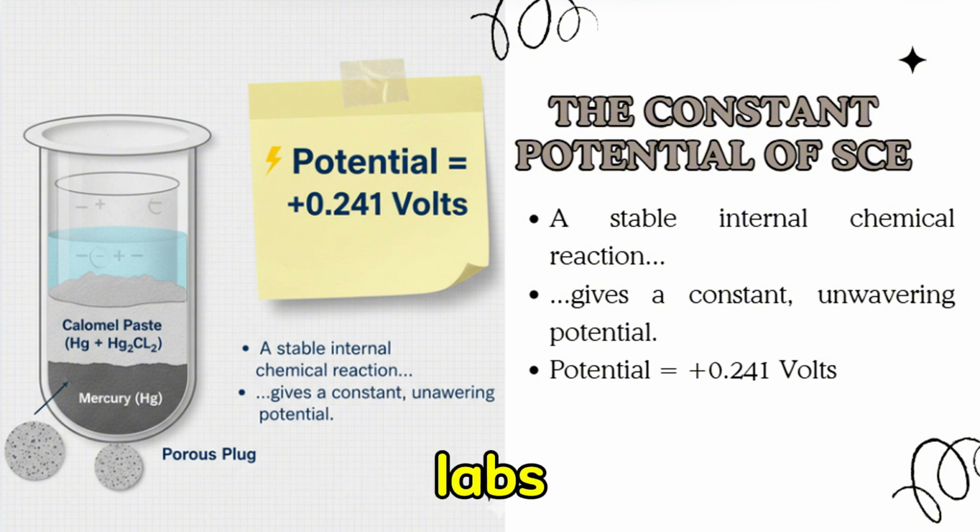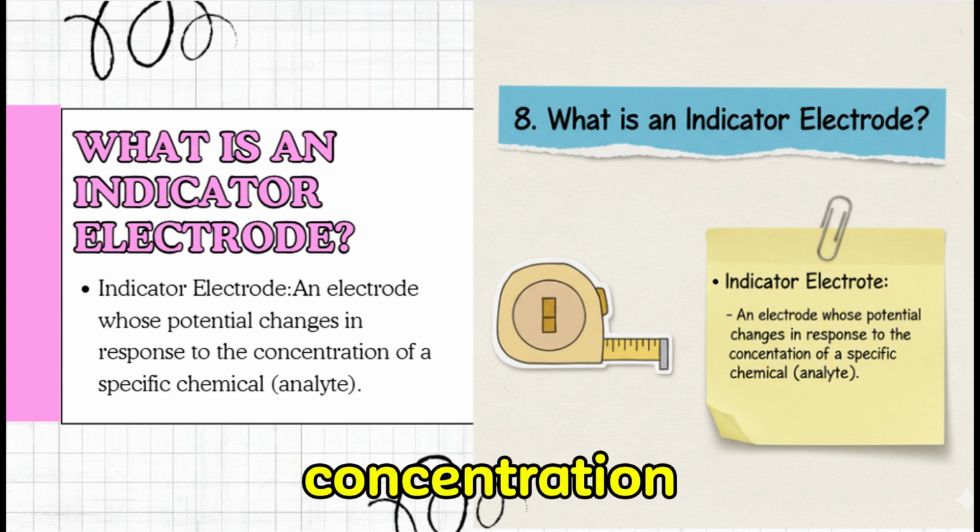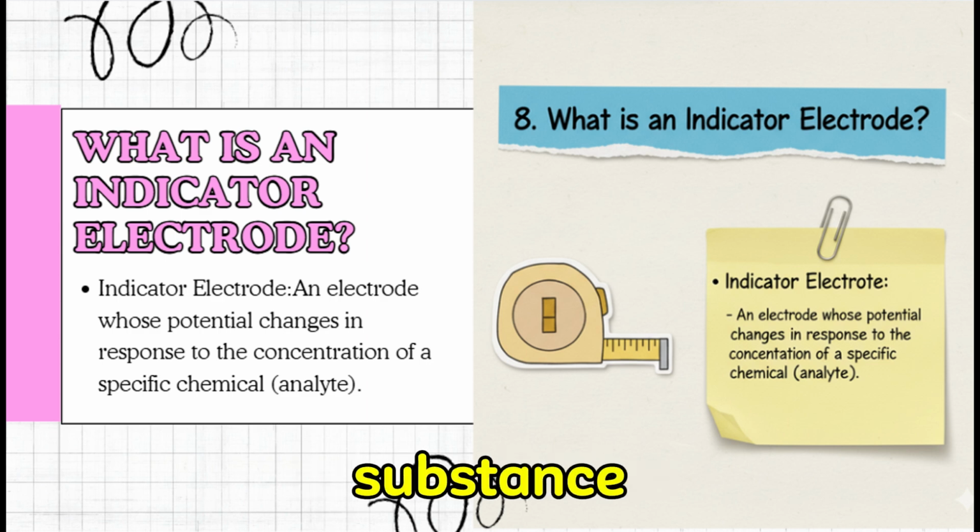You will find a reference electrode as one half of almost every electrochemical measurement system. From research labs to industrial quality control, whenever you need to measure a potential, you need a stable reference to measure against. Now, if the reference electrode is our stable ground level, how do we actually measure the building? For that, we need the other half of our team, the indicator electrode. An indicator electrode is an electrode whose potential changes in response to the concentration of a particular chemical substance, or analyte, in a solution. This is our active probe.